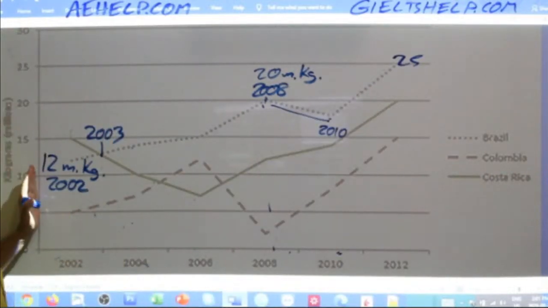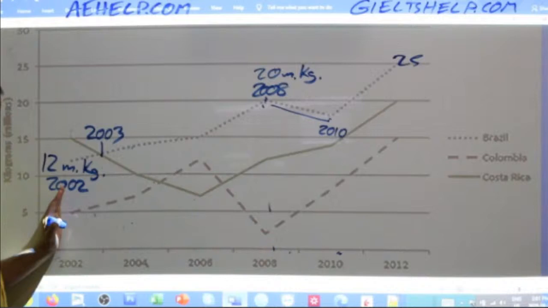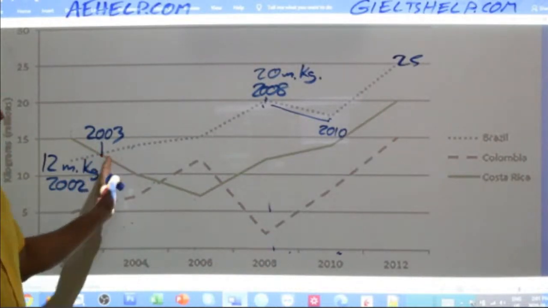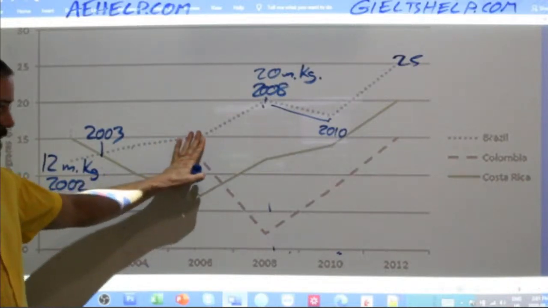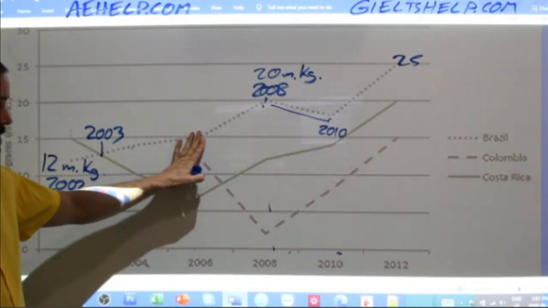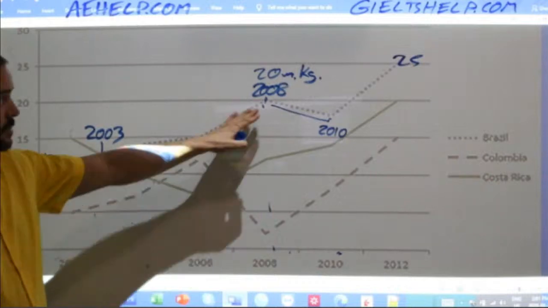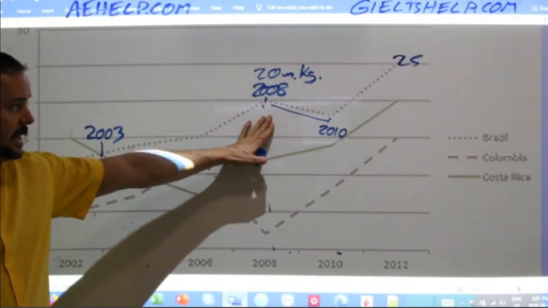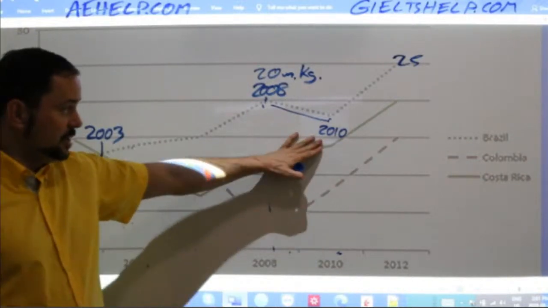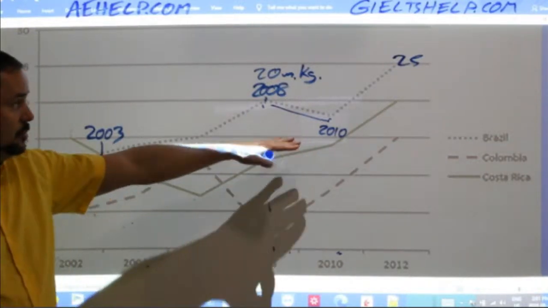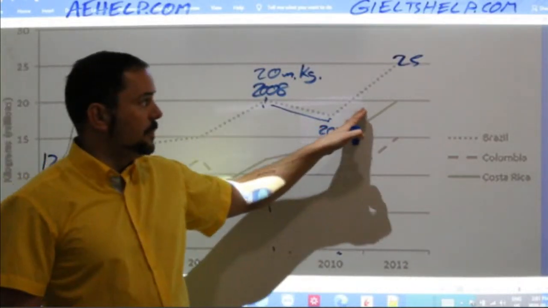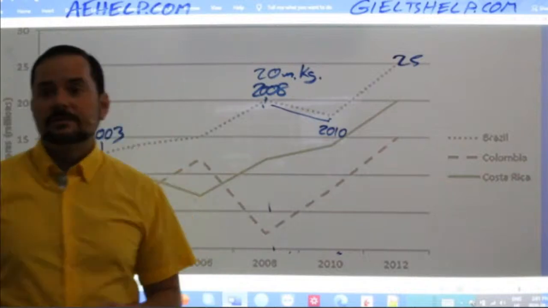So 12 million kilograms, 2002. 2003 surpasses Costa Rica. There's a fairly gradual increase in exports. By 2008, it's 20 million kilograms, followed by a slight fluctuation of negative 2 million kilograms over the next 2-year period, but then a rapid increase to 25.